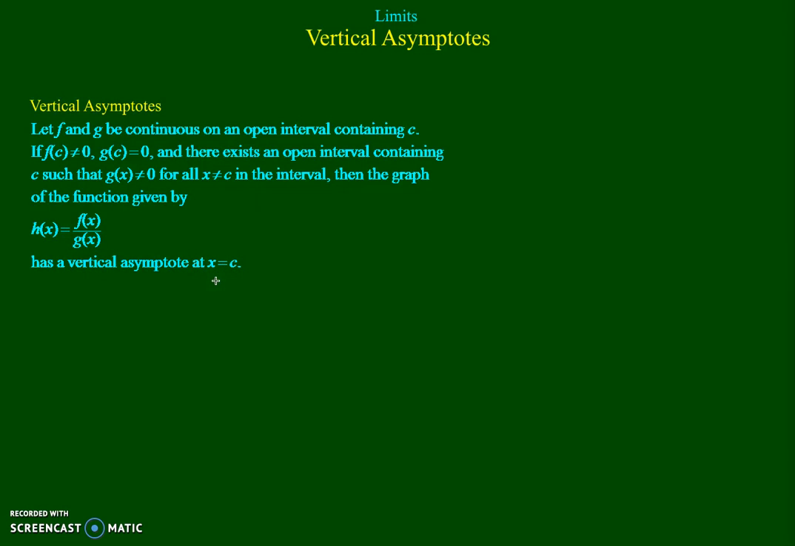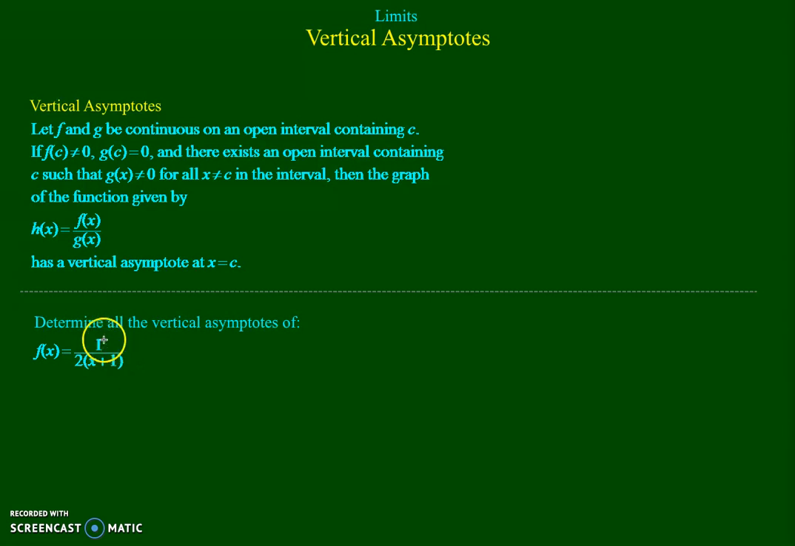That's all it's saying, is that if there are two functions, f and g, and the denominator at some point is equal to 0, but at every other point doesn't equal 0, then this function has an asymptote at the place where this denominator function g equals 0. That's all we're saying. So let's take a look at an example here.